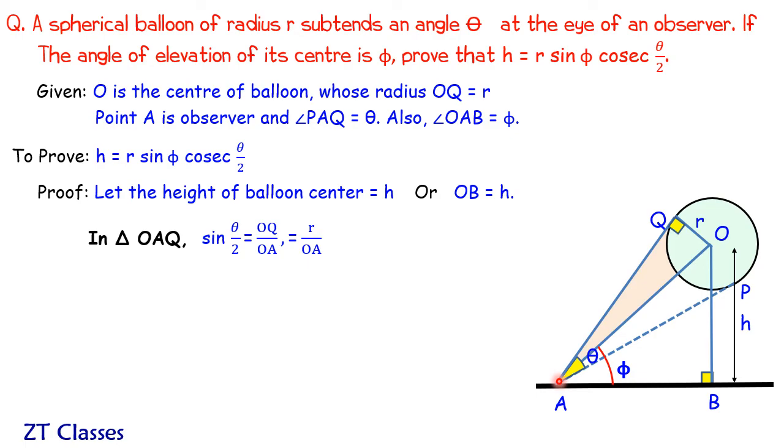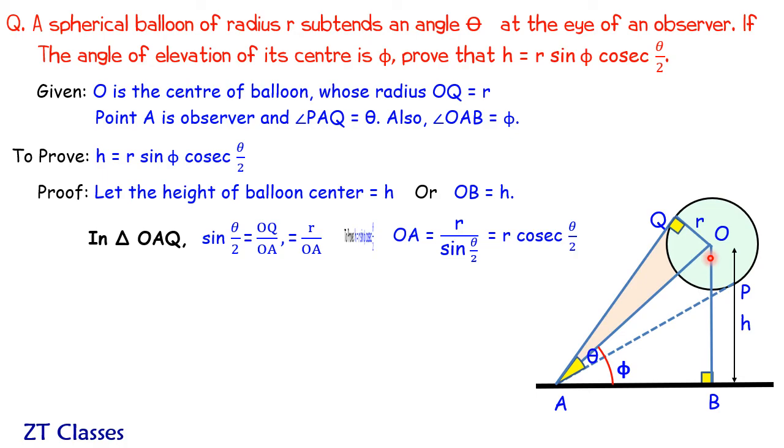OQ is given as the radius of the circle. Replacing it, we get sine theta by 2 equals r upon OA, or we can say that OA is equal to r upon sine theta by 2, which is the same as r times cosec theta by 2. Now we have got the value of OA, and in the second triangle the value of phi is given, and you can find the value of h, and that is what we have to find.